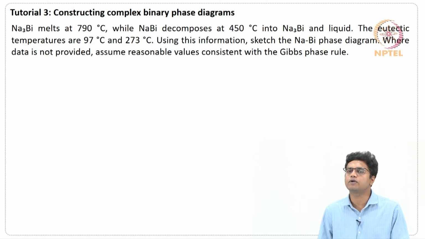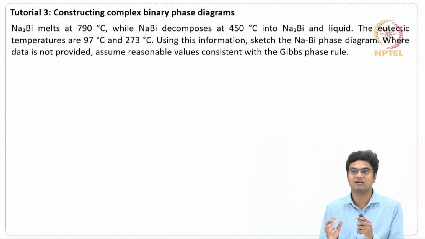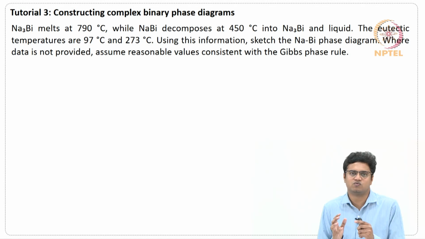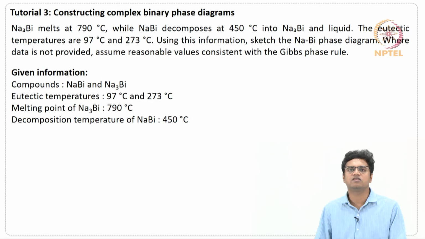The eutectic temperatures are 97 degrees Celsius and 273 degrees Celsius. We'll use this information to sketch the Na-Bi phase diagram where data is not provided. Sometimes some data is not provided, and then you have to assume reasonable values wherever the data is missing. The assumed values have to be consistent with the phase rule. Okay, what are the given things here?